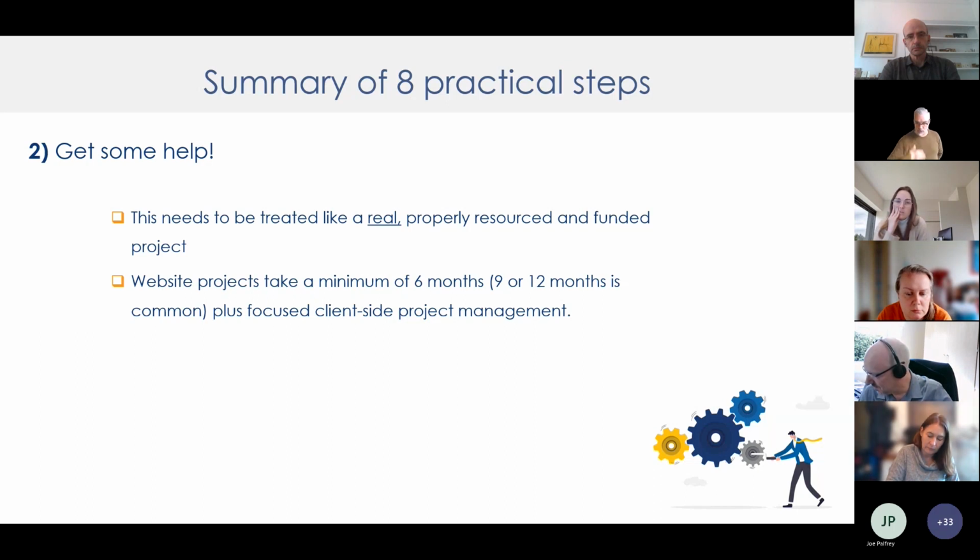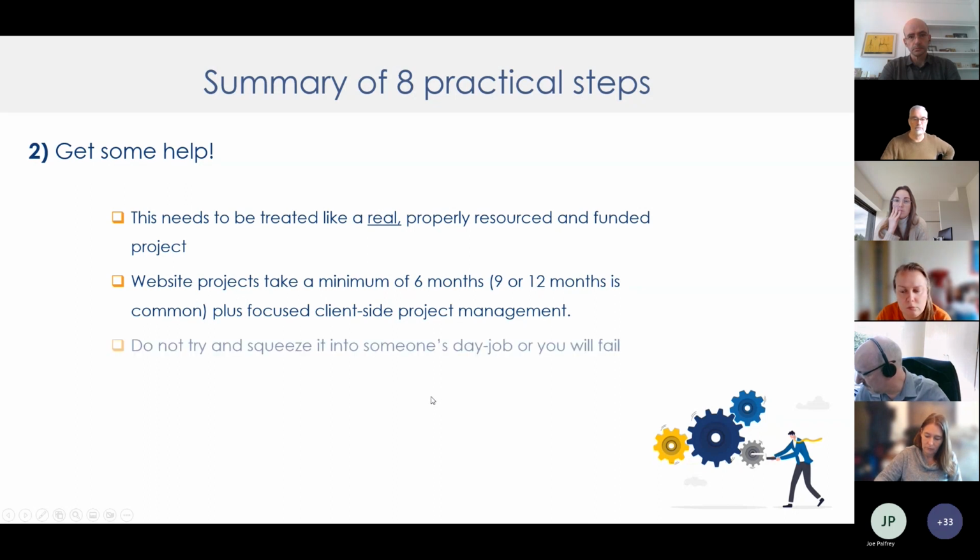If you can do it quicker, then fine. If it's just a website, then that's going to be quicker than a website and CRM. But again, still think 6 months or longer is generally the way to do this.